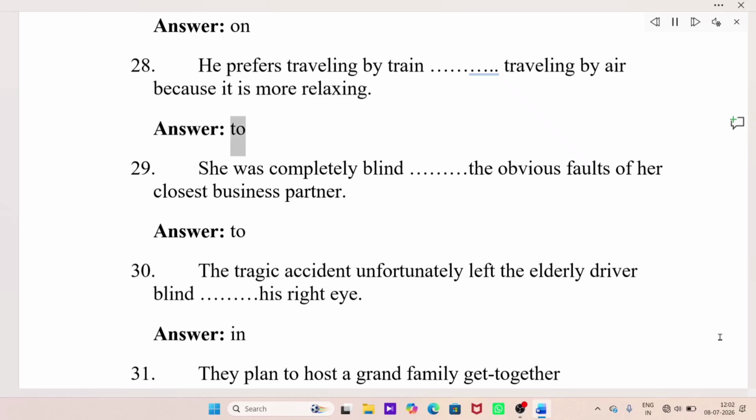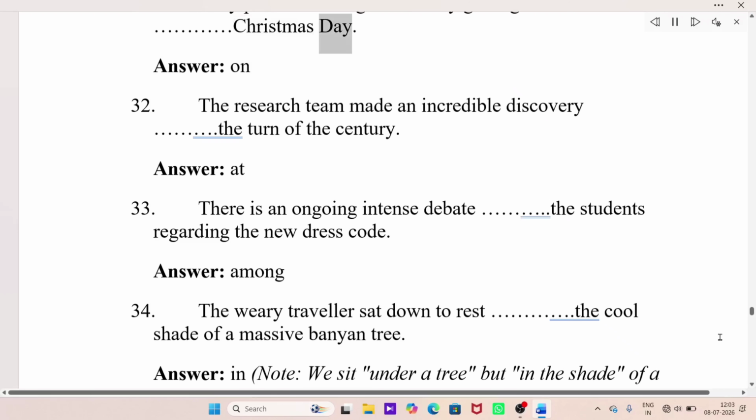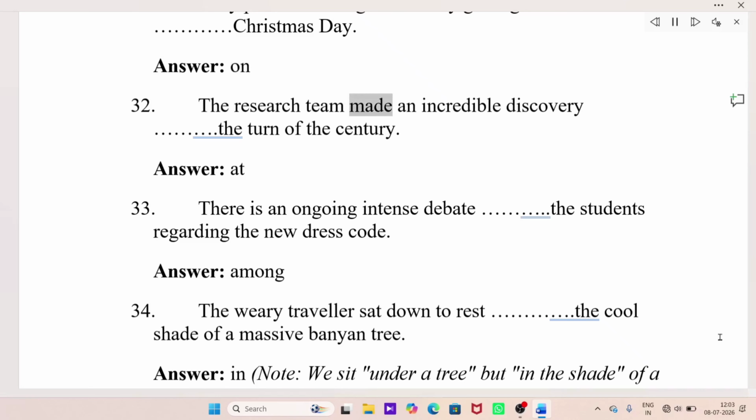Answer: to. She was completely blind ___ the obvious faults of her closest business partner. Answer: to. The tragic accident unfortunately left the elderly driver blind ___ his right eye. Answer: in. They plan to host a grand family get-together ___ Christmas Day. Answer: on. The research team made an incredible discovery ___ the turn of the century.